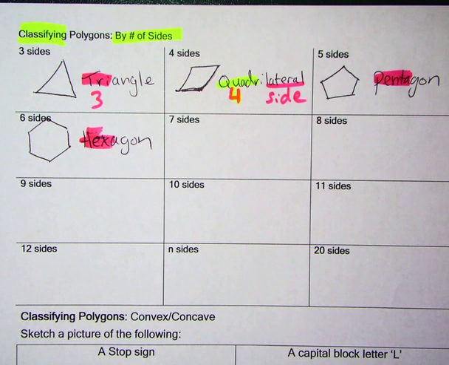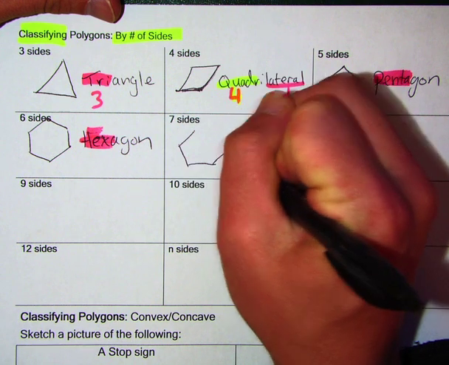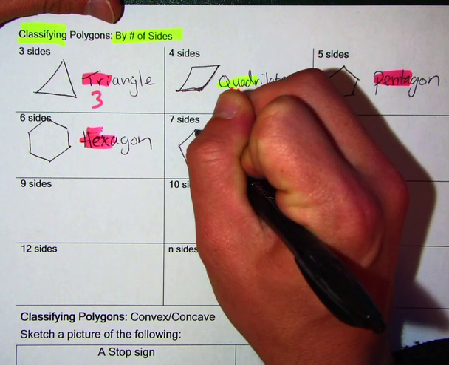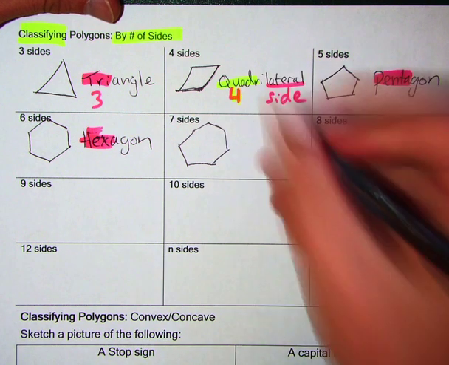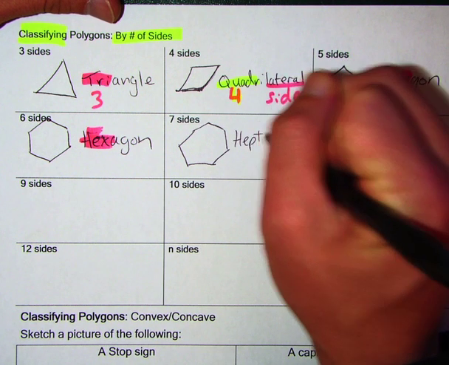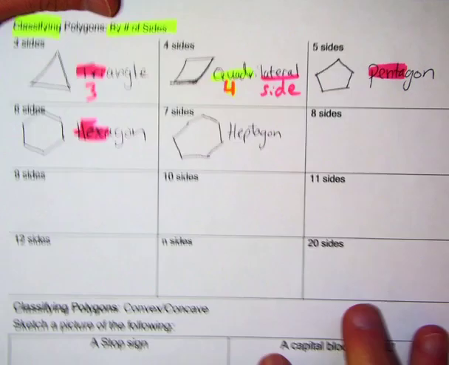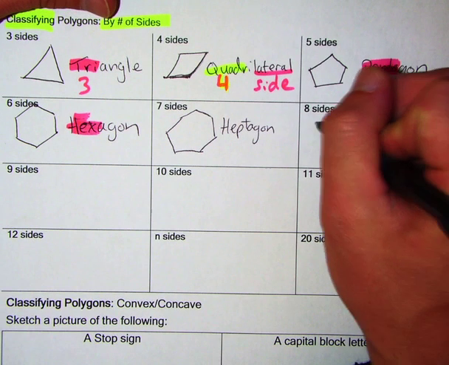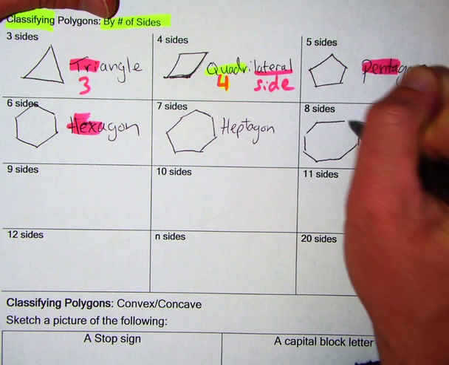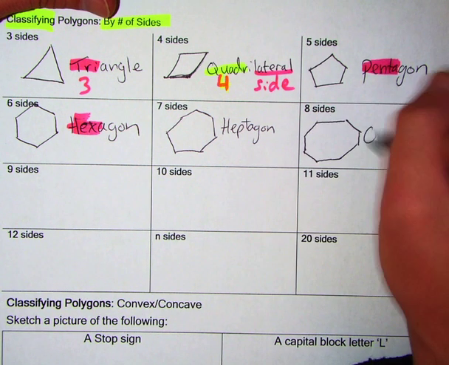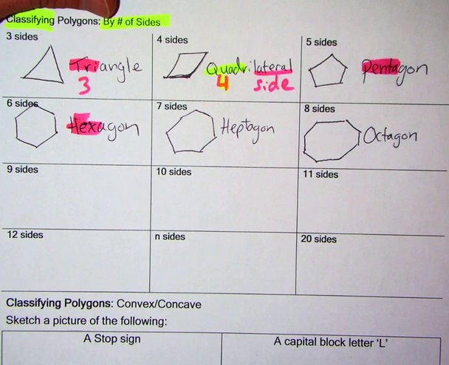Hex for 6. 7. Now it starts to get hard to draw these. I'm going to sketch them. 1, 2, 3, 4, 5. Let me see here. 6, 7. Yikes. This is called a hep. Hepta is 7. Heptagon. 8. You've seen this a lot of places. 1, 2, 3, 4, 5, 6, 7, 8. Close them up. So octagon. Think of an octopus with that prefix.